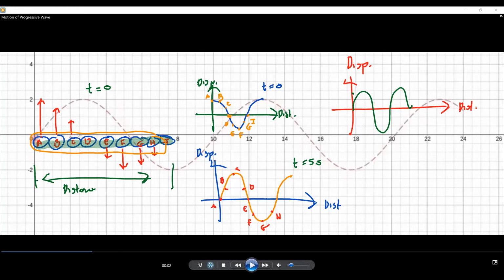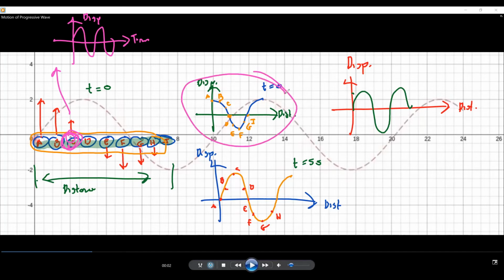If you are talking about displacement time, I could say that I single out particle C. When I want to plot a graph of its displacement time, it also looks like this. But here I'm only considering the displacement of a single particle with respect to time. But when it comes to displacement distance, you're considering the displacement of a range of particles in a given distance at a particular time. Okay, so that's one of the main differences between displacement time and displacement distance.